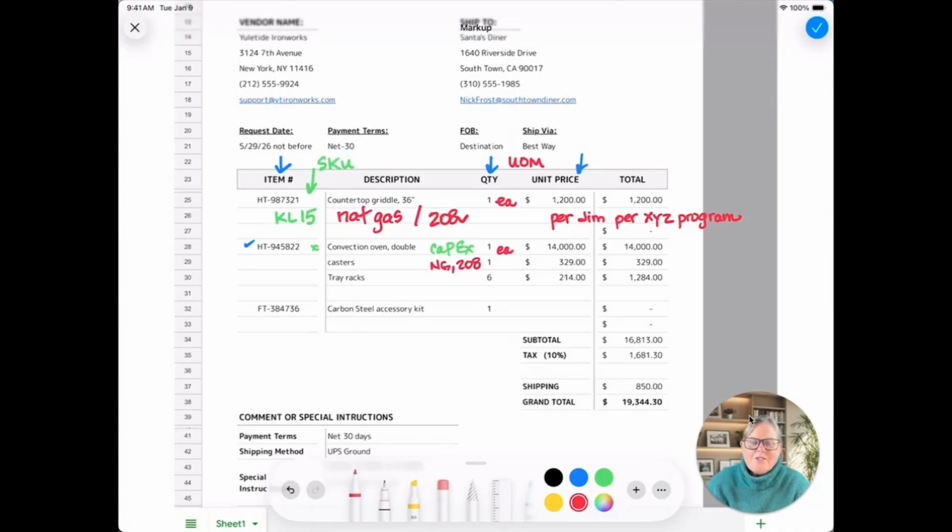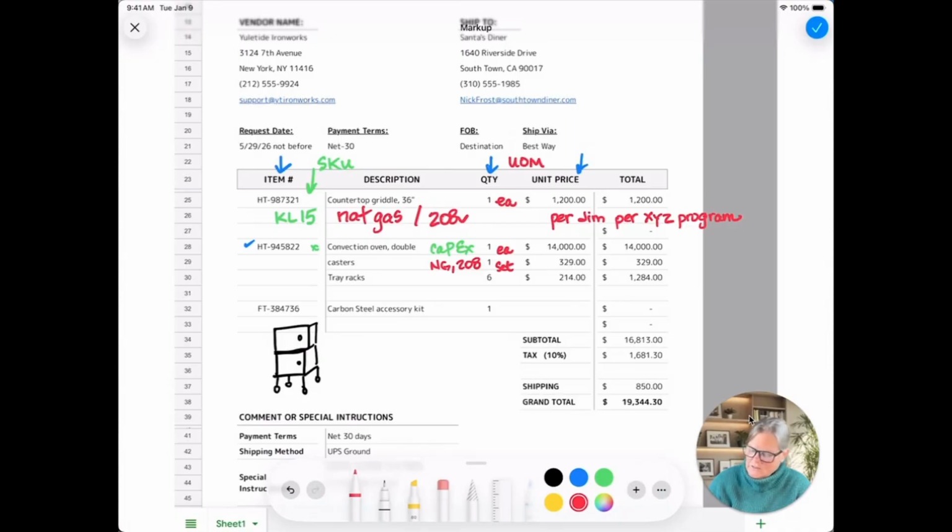Now, here I have casters. Casters are a very common accessory. Casters are typically sold in a set, meaning, let's say here's your double stack oven, and then they have the casters, and then the fourth one back there. They're usually sold in a set of 4. Now, this purchase order doesn't say that. It should say set. And casters are usually sold by the set. So the $329, which could be on the cheap side, casters shouldn't be that expensive, but they are. You would have to confirm that $329 is for the entire set of casters.